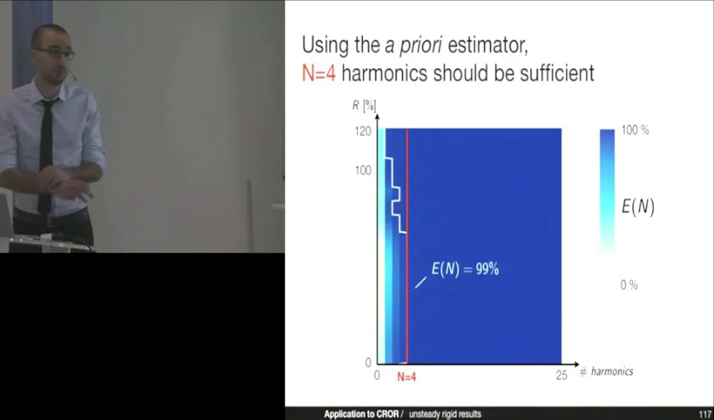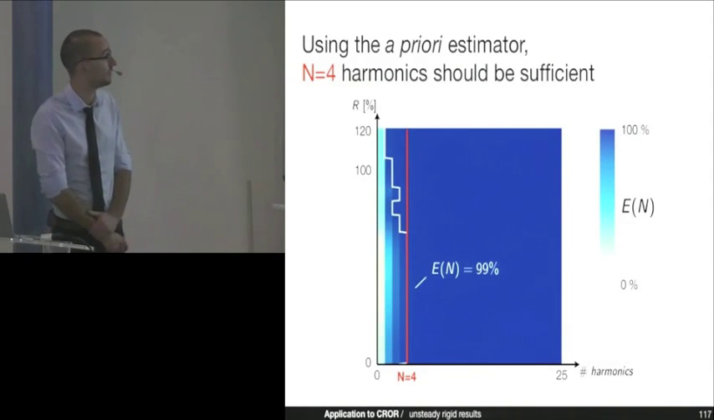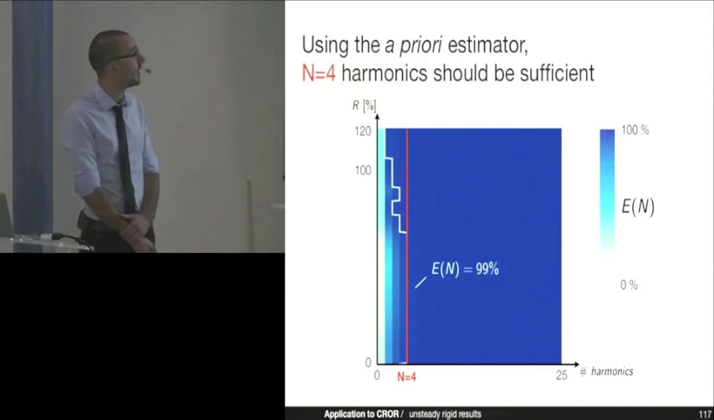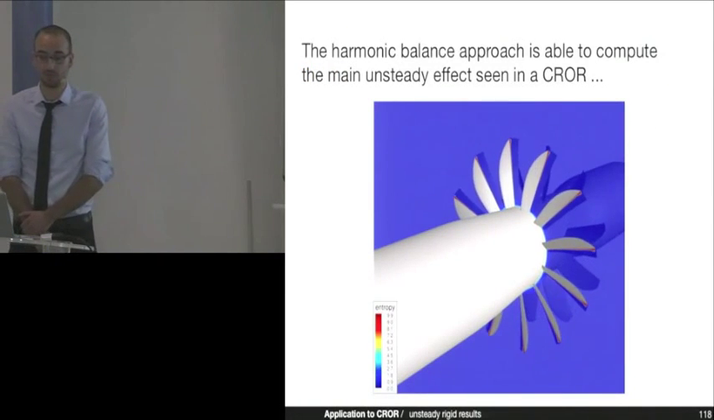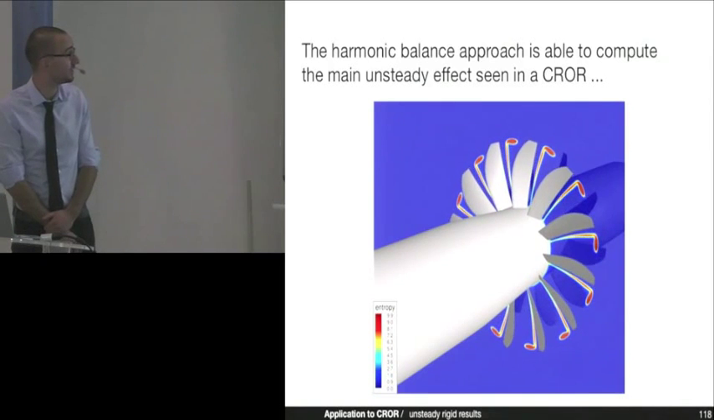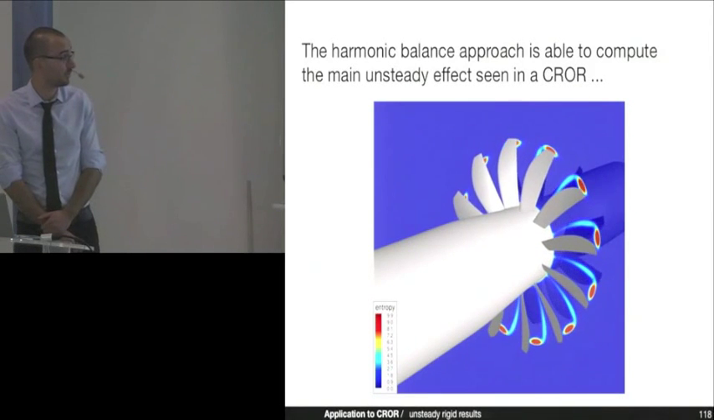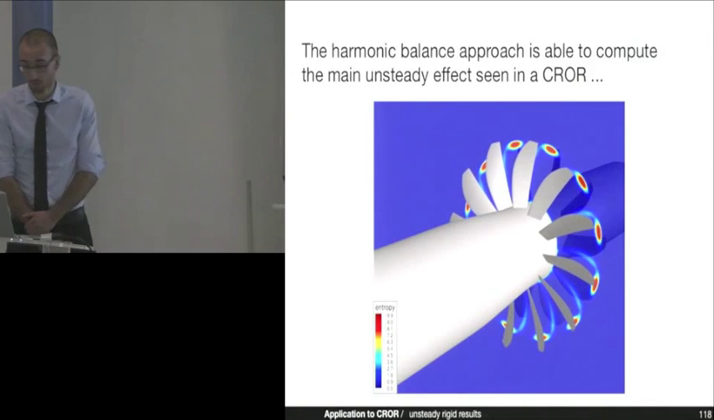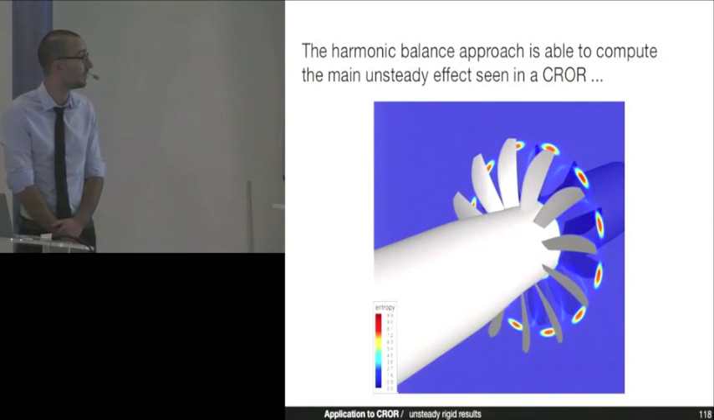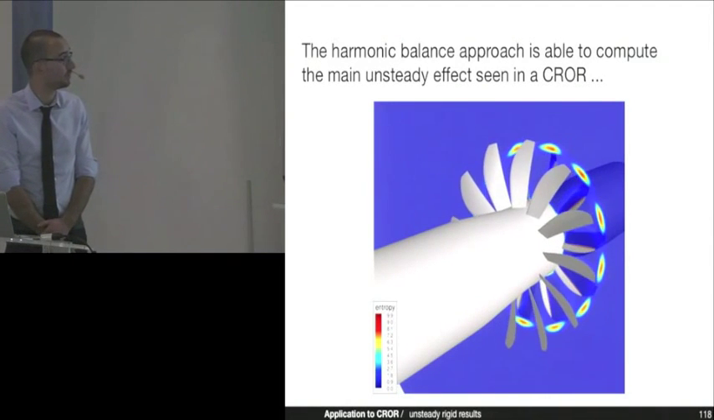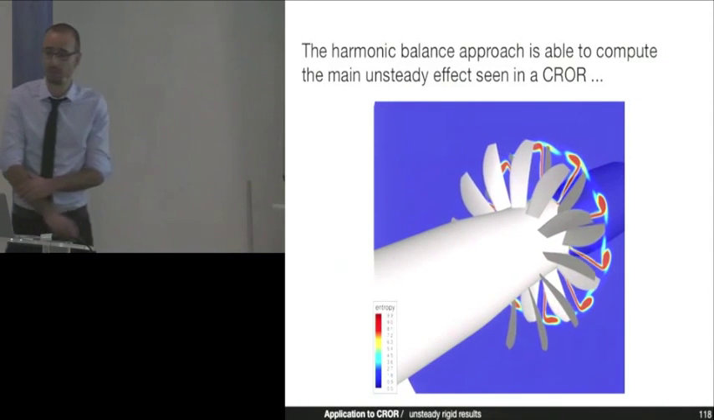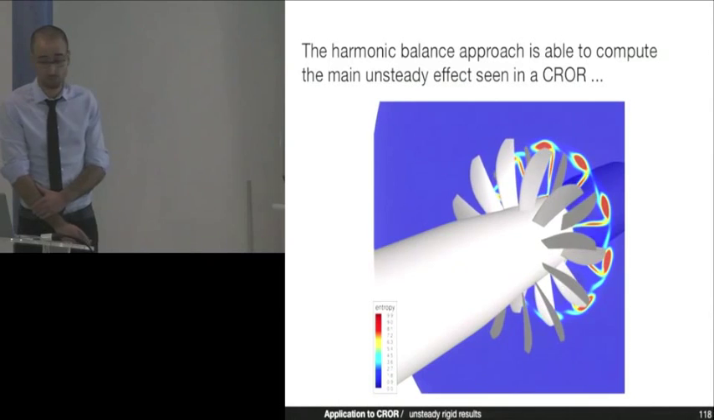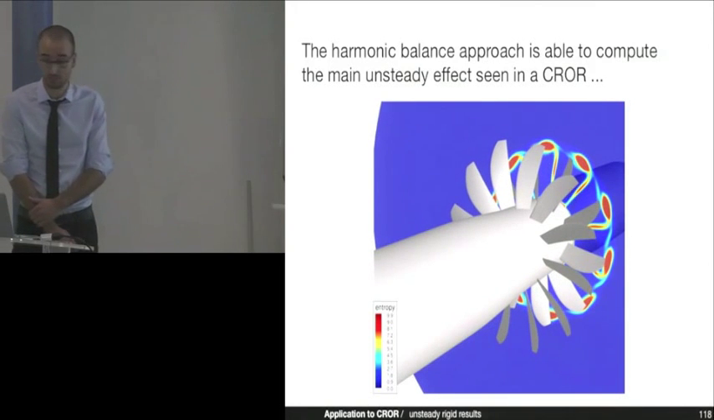And now computing this configuration with n equal 4 harmonics, we can see that the harmonic balance is able to compute the main unsteady effects. Actually, here you can see the tip vortices shed from the front rotor and that are cut by the rear rotor. So they are now cut by the rear rotor. And you can see that the harmonic balance provides us both the front rotor and rear rotor tip vortices, as well as the rotor-rotor interactions.